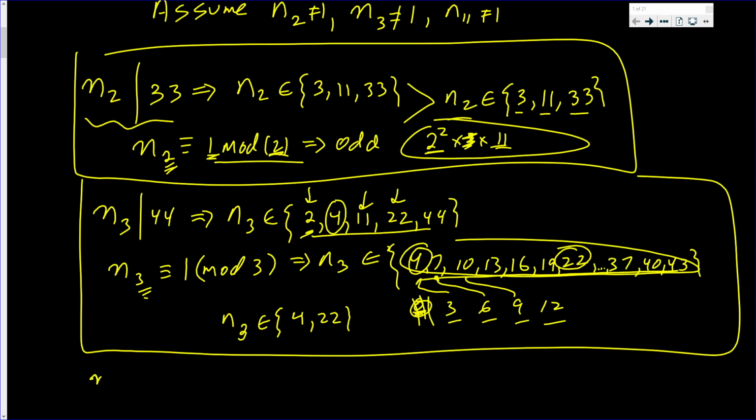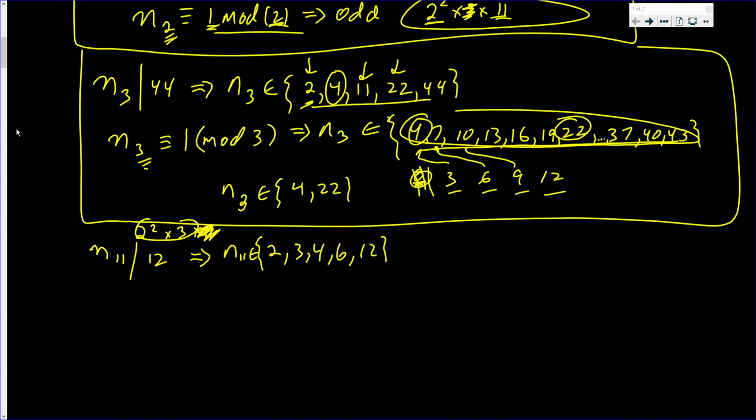What can n_11 be? Remember, the size of the group is 2 squared times 3 times 11. To know what n_11 divides, ignore the 11. What's left is 12. The numbers that go into 12 other than 1 are 2, 3, 4, 6, and 12.